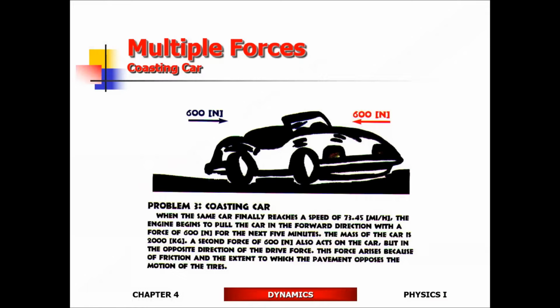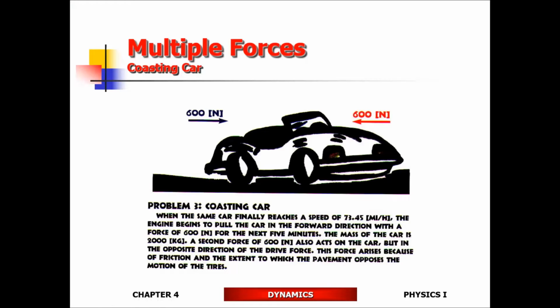So what's the net force? Forces are equal in opposite directions, acting on the same mass. Net force is going to be 0. So if the net force is 0, what's the acceleration? It's going to be 0. So if that's the case, how fast do you think the car is going to be moving 5 minutes from now? It's still going to be 73.5 miles per hour.